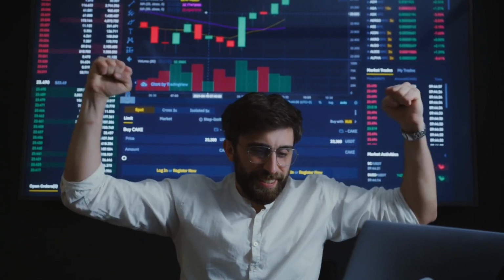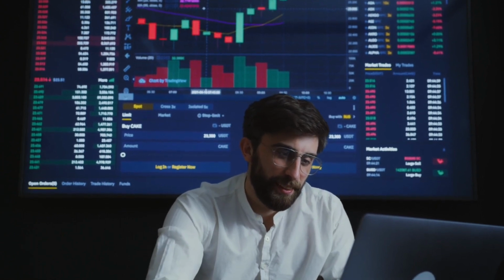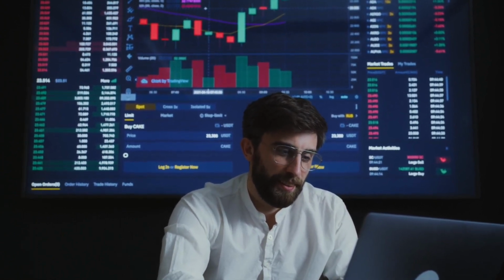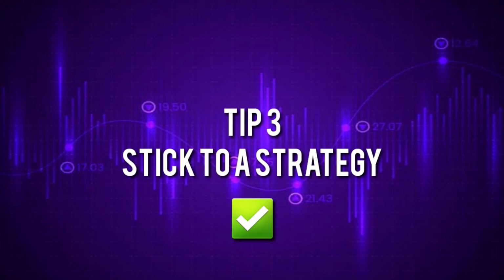So now you guys know the difference between OTC and exchange traded pairs. And at the end of the day, I'd highly advise you guys to stay away from OTC pairs, be safe, be smart, stick to exchange traded pairs only. Moving on to tip number 3, and that is find a strategy and stick to it.